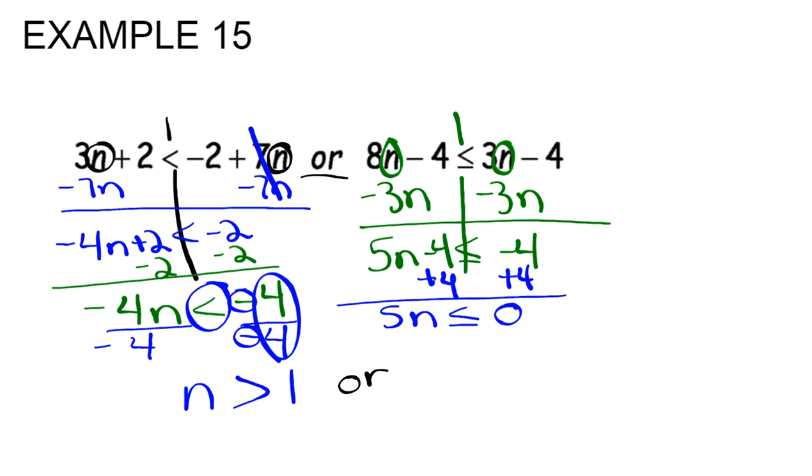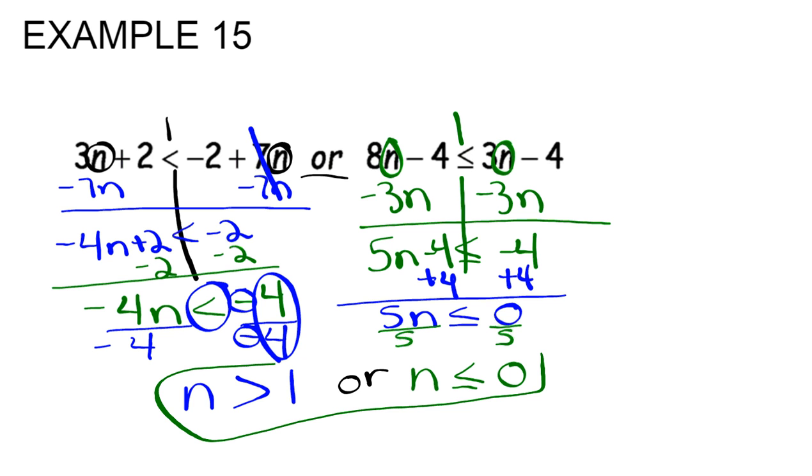Our last step is to divide both sides by positive 5. So then we get n is less than or equal to 0. This is our final answer. If we were to graph it on a number line, we would have 0 and we would have 1. 0 has a closed dot because it has an equal to bar. 1 has an open dot because it doesn't have an equal to bar.